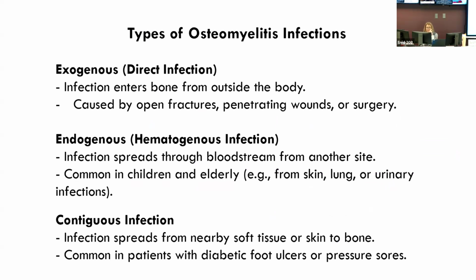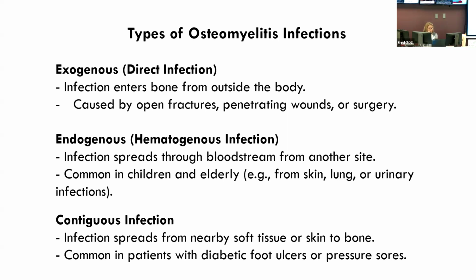It can also happen through direct contamination. So if someone breaks a bone and it's yucky out there, you know, in the field or whatever, that's definite exposure to infection. Nearby infection spreads. So if they have infected tissues, like a diabetic ulcer on their foot, that's where you'll see a lot of it.